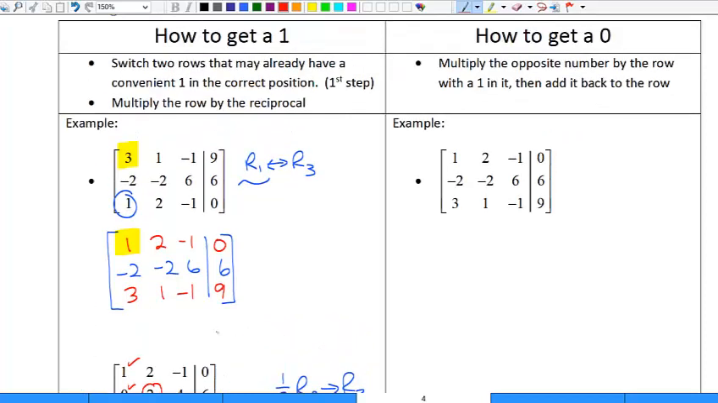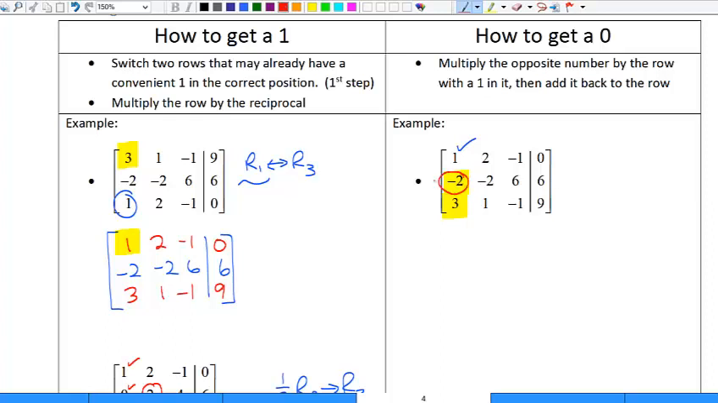The next operation we need to learn about is how to get a 0. This is a very important step. In order to get the zeros below the 1s, first of all, you have to have a 1 already there. Notice I already have a 1 in the upper left-hand corner. What am I interested in getting now? Well, I'm interested in getting zeros below it. So I need to write instructions to myself in order to get the negative 2 to be a 0 and to get the 3 to be a 0. So let's work with the negative 2 first.